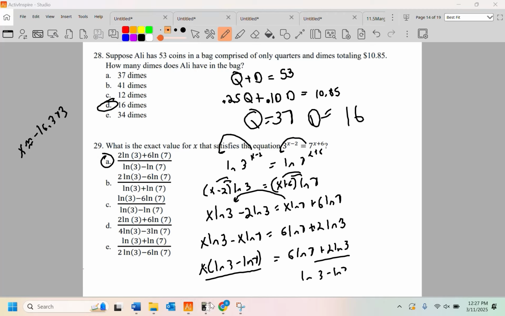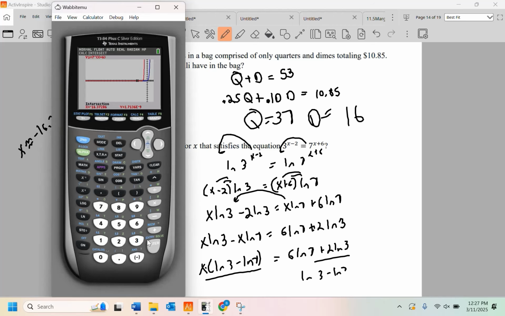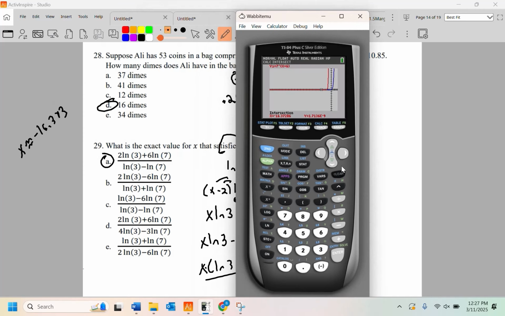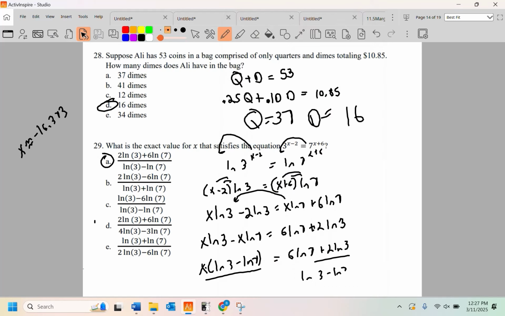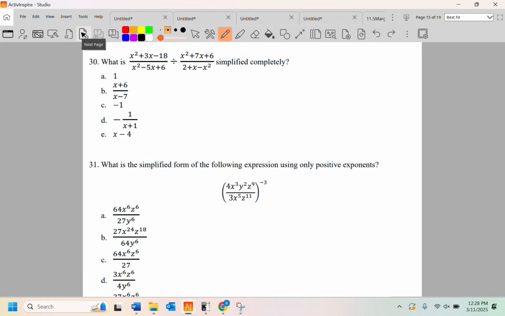Okay, so let's see what the answer choice is. I'll just do this, and I really don't want to waste the time with math num n over d, so I've got 2 natural logs of 3 plus 6 natural logs. If you understand parentheses, the use of parentheses is faster than pushing buttons because there's less buttons to push. There it is, negative 16.373. That wasn't too bad. Moving on to 30, what is this divided by that?